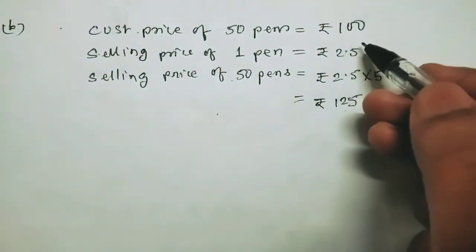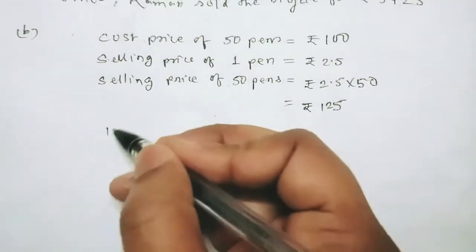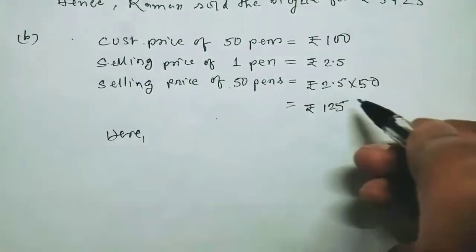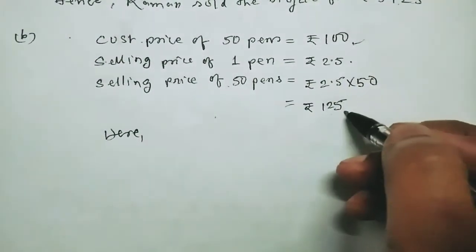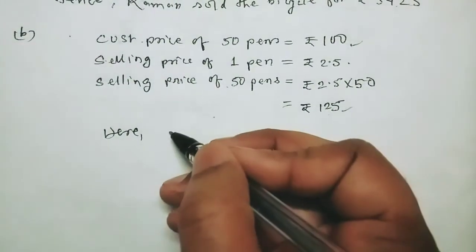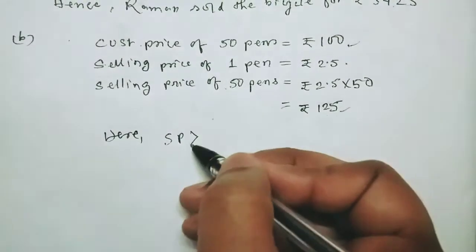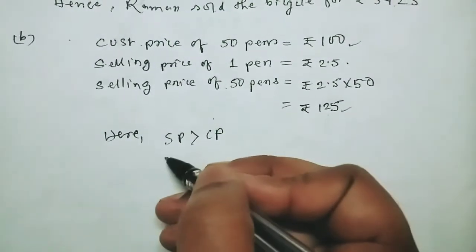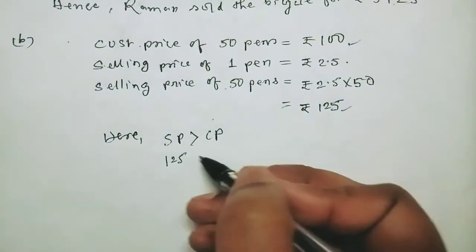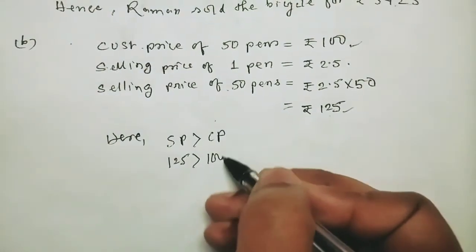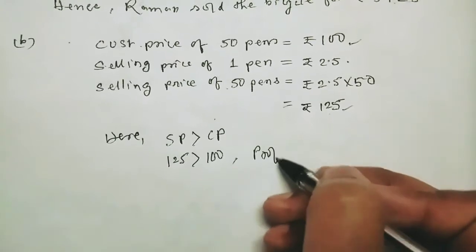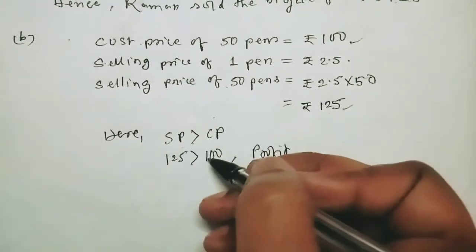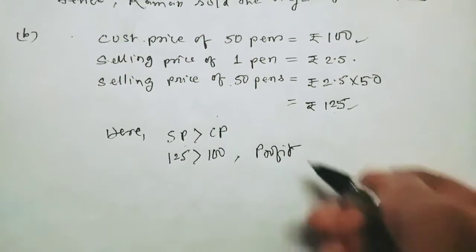Now you will compare which is greater, CP or SP. Here CP is 100 and SP is 125. That means SP is greater than CP, because SP is 125 and CP is 100. So when SP is greater than CP, that means profit is there.